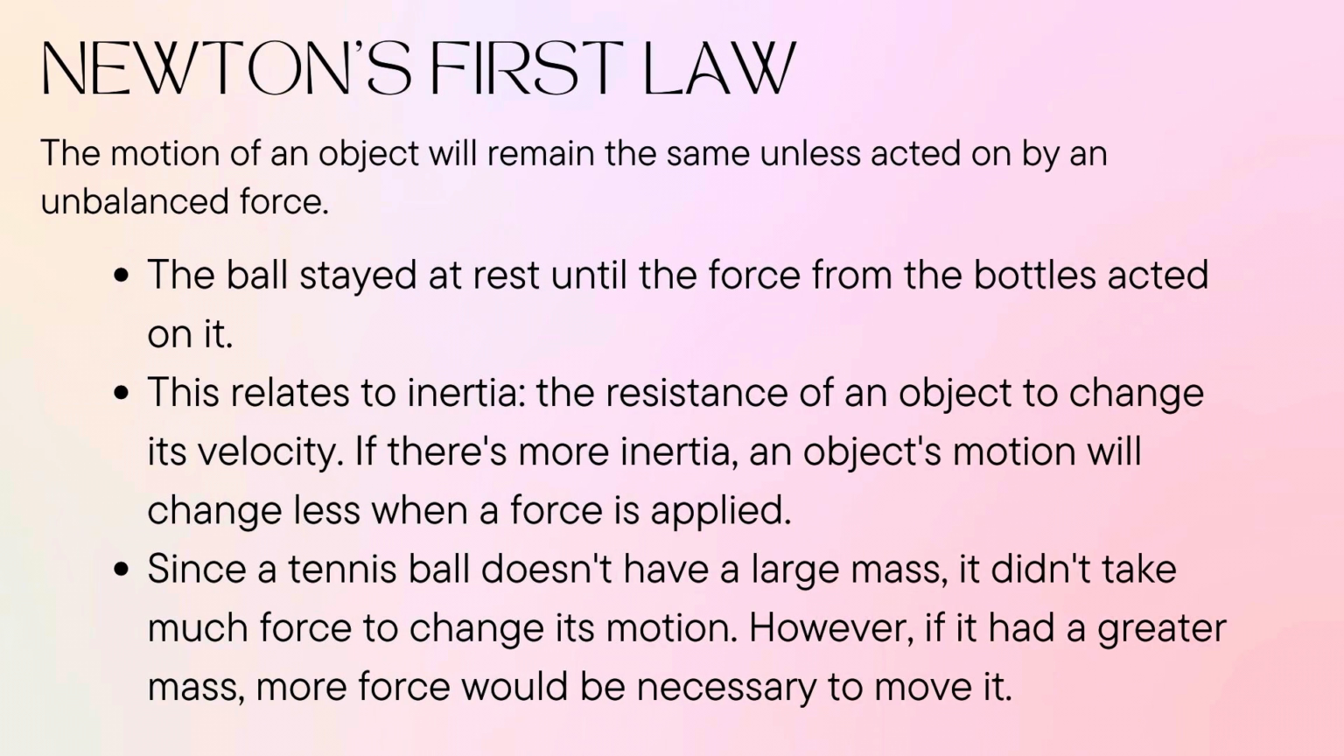Newton's first law says that the motion of an object will remain the same unless it's acted on by an unbalanced force. So in my launcher, the ball stayed at rest until the force from the bottles acted on it. And this relates to inertia, which is the resistance of an object to change its velocity. So if there's more inertia, an object's motion will change less when a force is applied. Since a tennis ball doesn't have a large mass, it didn't take much force to change its motion. But if it had a greater mass and more inertia, more force would be necessary to move it.